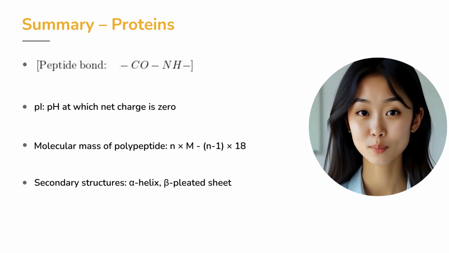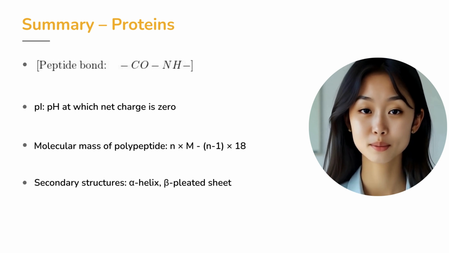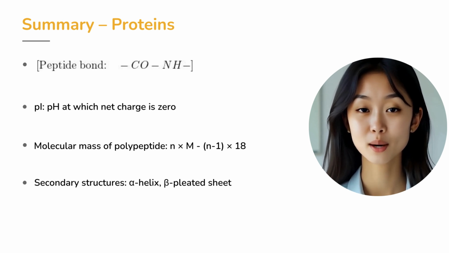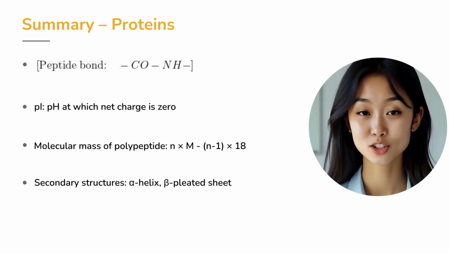Remember, the peptide bond is the -CO-NH- link that strings amino acids together. The isoelectric point, or pI, is the pH level where a protein carries no net electrical charge.